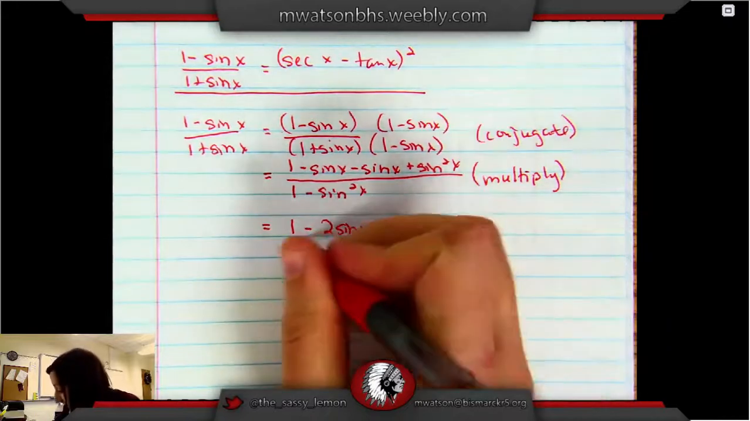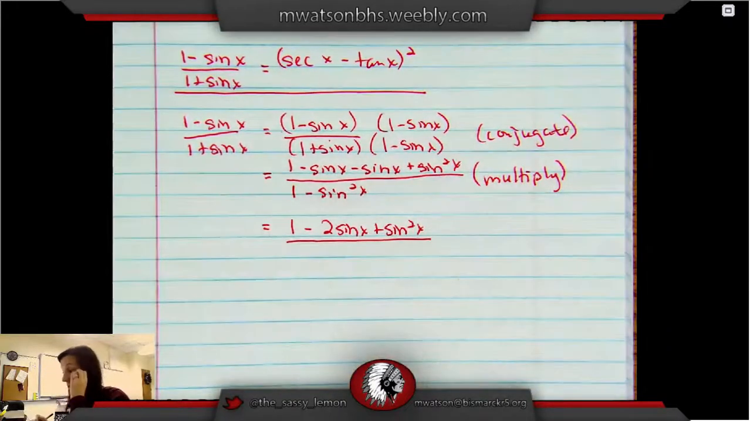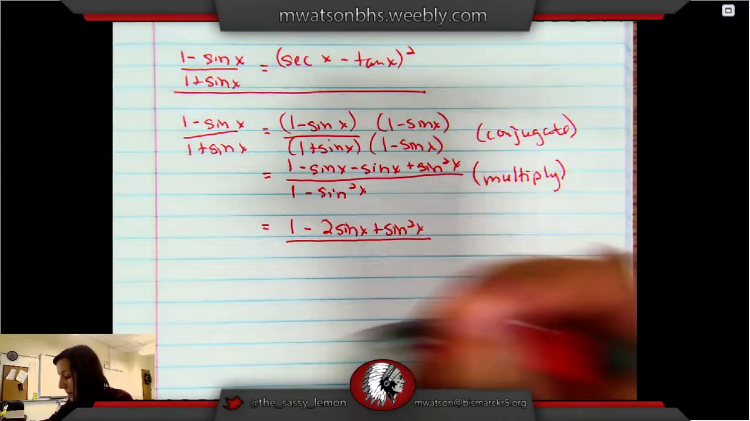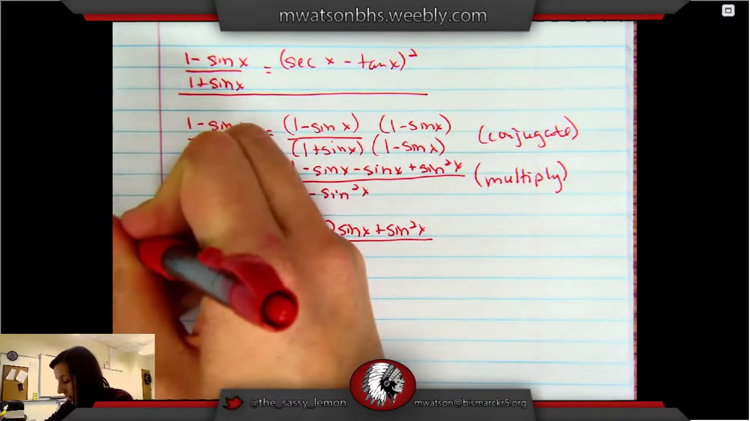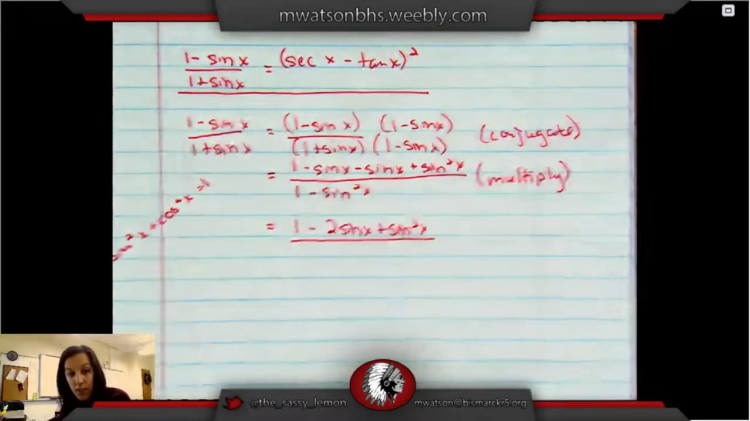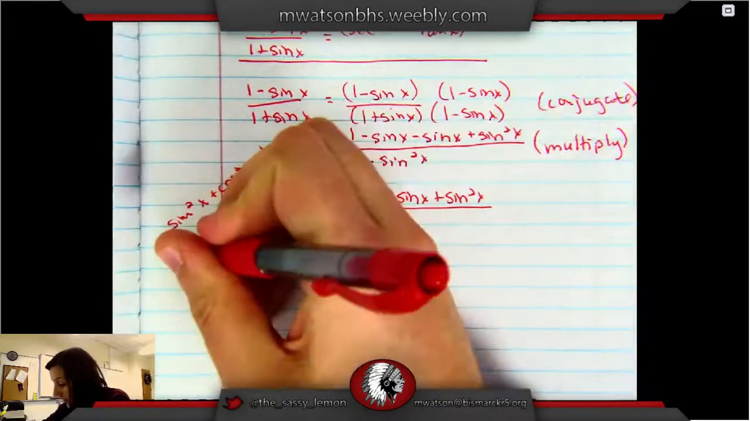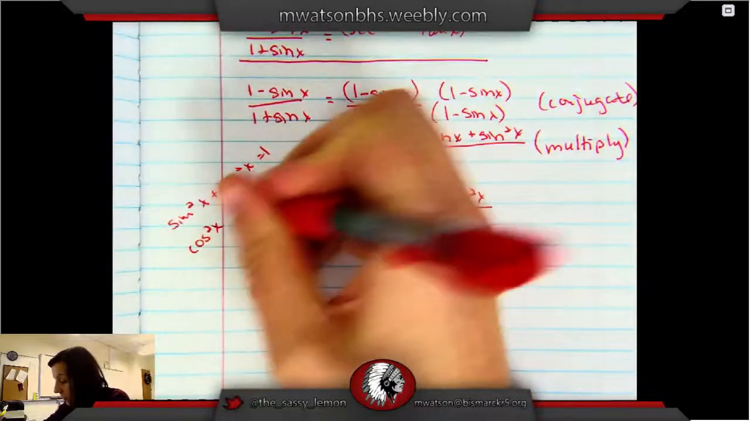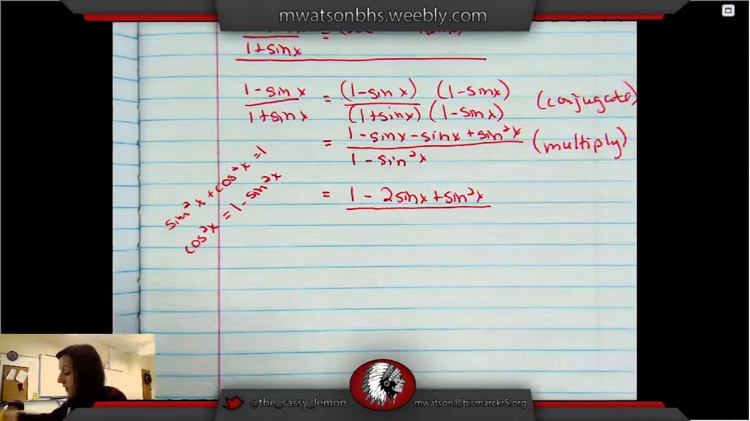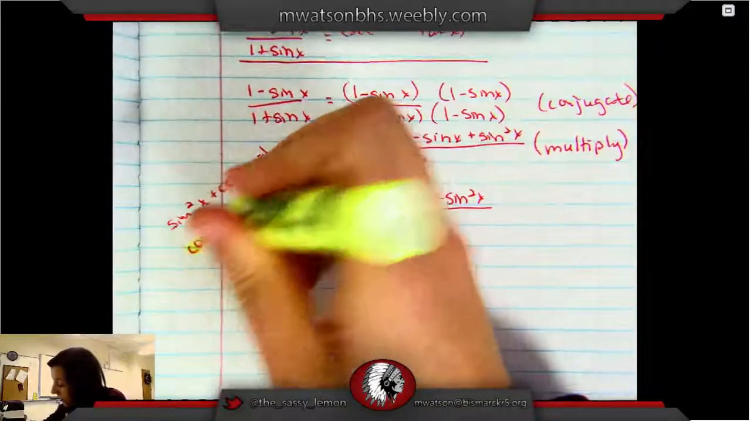Now in the denominator, I have a choice. Maybe I should try to change that using the Pythagorean identity. It worked for us in the last one. So if I manipulate my Pythagorean identity, sine squared x plus cosine squared x equals 1, this time I'm going to subtract sine squared over, so I'll get cosine squared x equals 1 minus sine squared x. So these are what I'm going to use when I substitute.